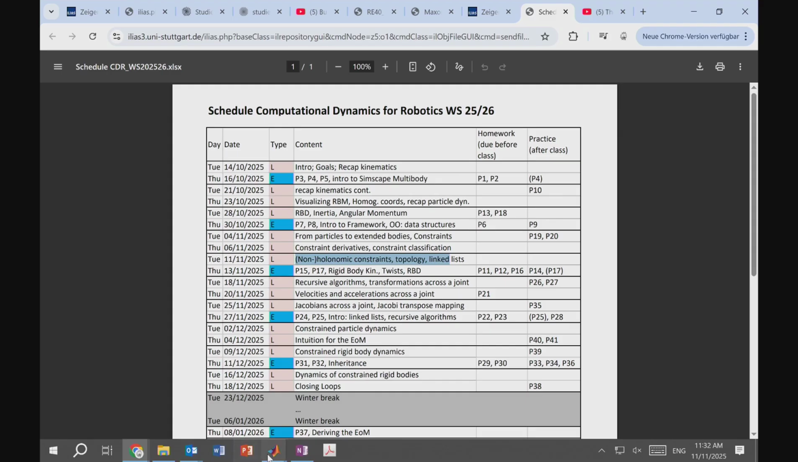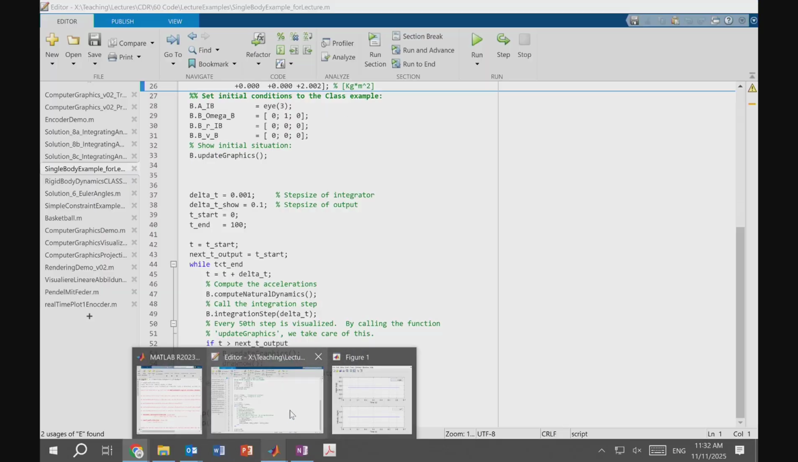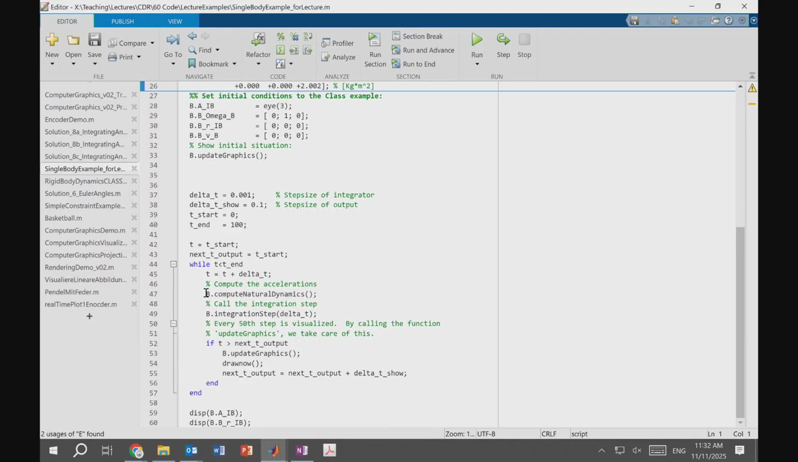What we will do, I already mentioned this last week, we will basically work on two routines. One is called compute natural dynamics, and the other is called integration step. Compute natural dynamics computes accelerations if there are no external forces and torques present. And integration step integrates those. And integration step is part of the homework.